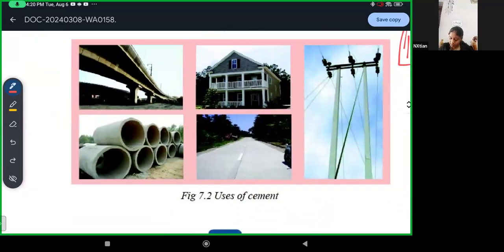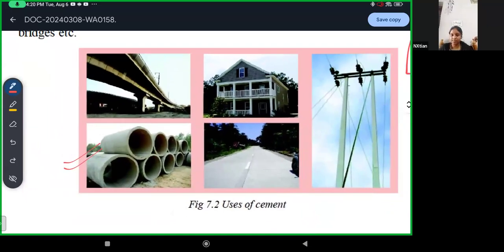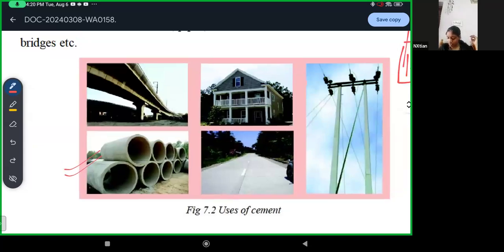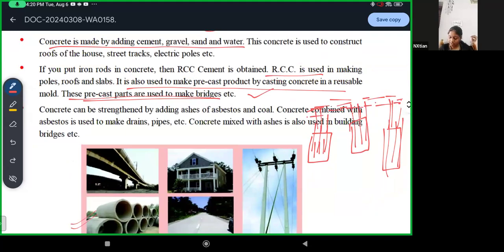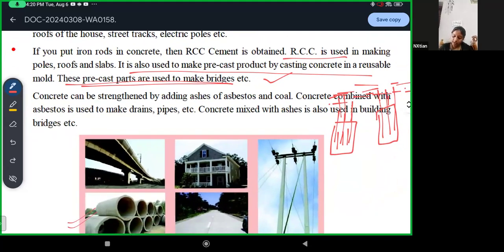These poles, have you seen? I've seen them sometimes on the side of the road. So these are made of concrete. Cement, concrete. I have a question, ma'am. What are the poles used for, and why are they kept at the side of the road?